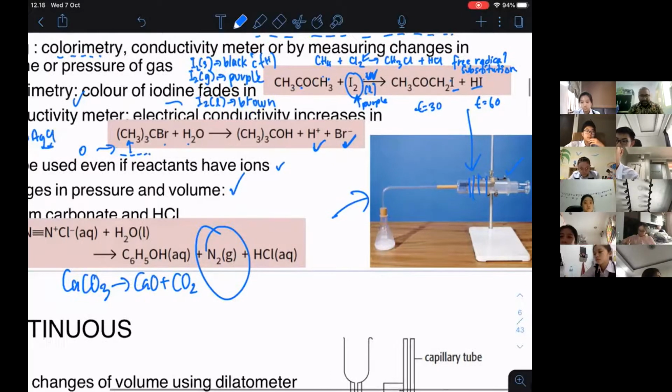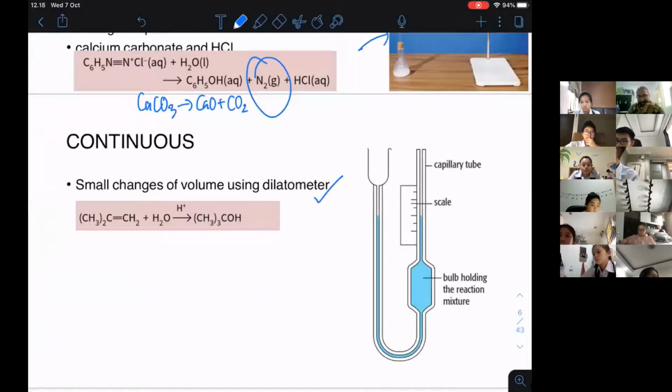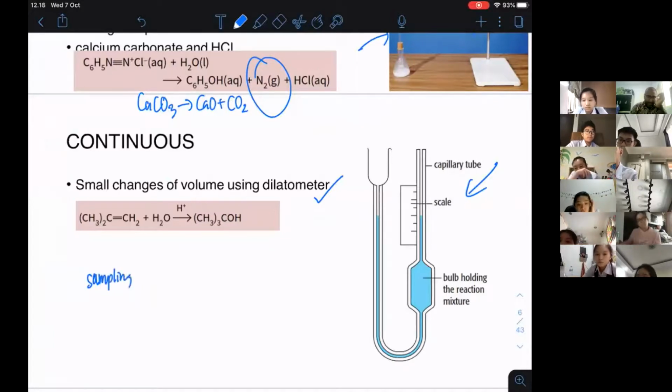I hope you understand about continuous and sampling. There's another one, the dilatometer. The dilatometer is used to find out small changes of volume. I never seen this device, but again, this is one of the ways, and it's actually given in the textbook. So there are so many methods, but you need to learn how to differentiate the sampling method and the continuous method.